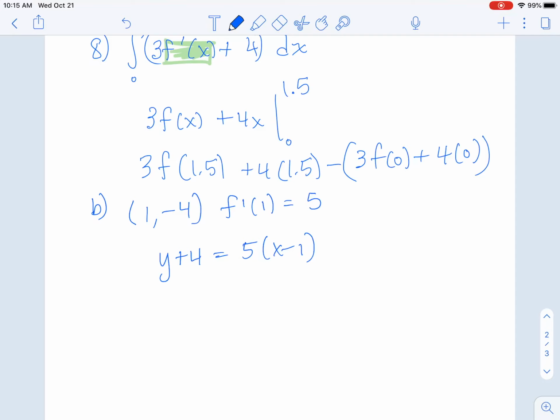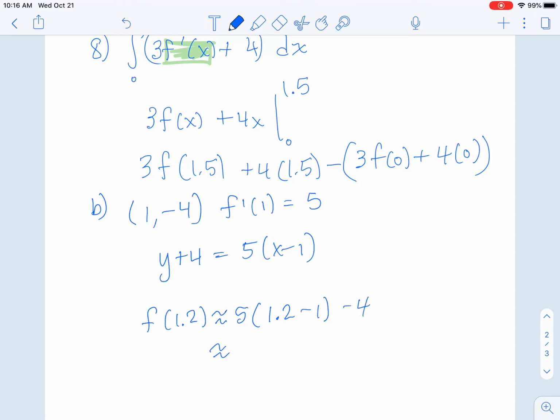This is your linear. Okay. They said write an equation of a tangent line. Okay. And then use this line to approximate f of 1.2. I need to see f of 1.2 is equal to 5 times 1.2 minus 1, and then minus 4. Approximately, okay, because it says approximate.